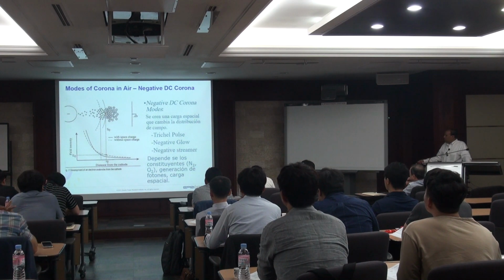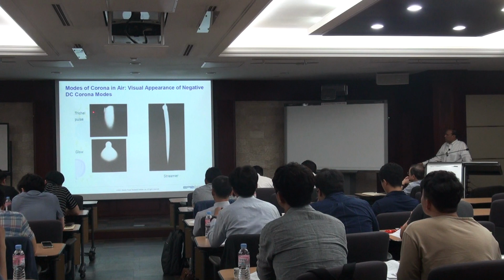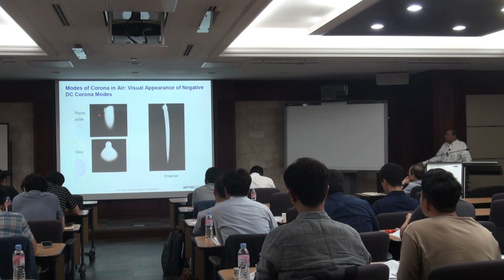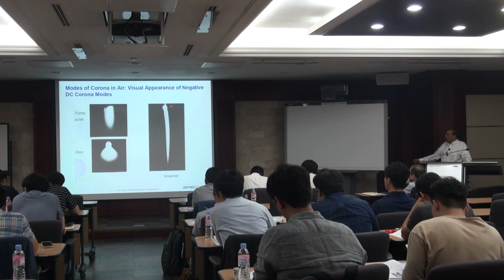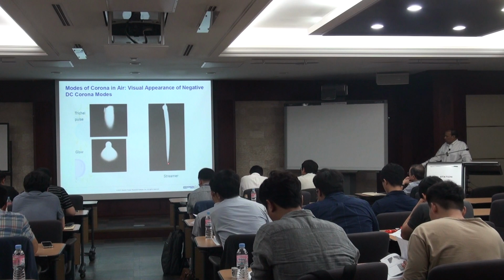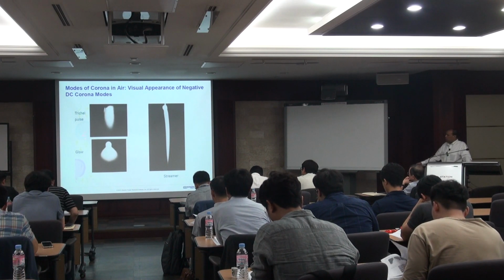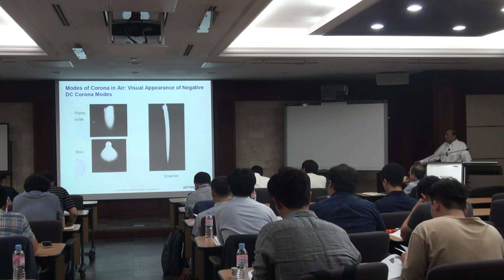So those three are shown here pictorially. Trichel pulse means it comes in a pulse. Glow is more like, you see the light. Whereas the third one, streamer, is like a big, long discharge. So these are all three types of partial discharges that are defined by three different names because of the shapes.